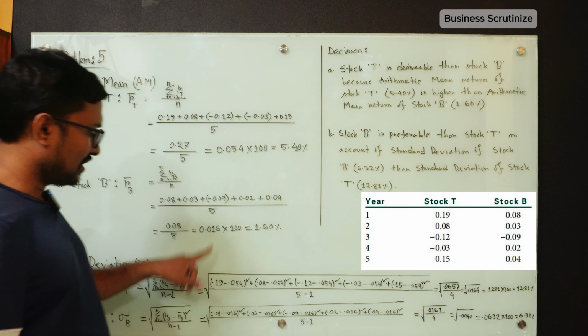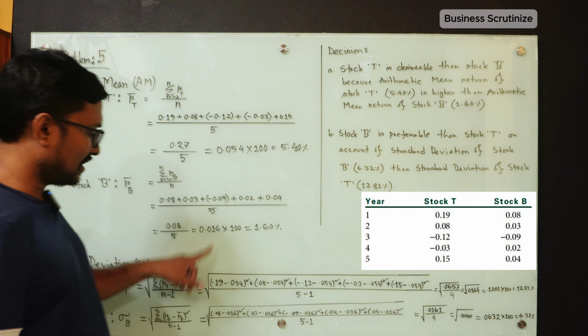After taking the root we will get 0.0632, and to show it in percentage it should be multiplied by 100, and then we will get 6.32%. So 6.32% is the standard deviation or risk of stock B. So this is the way you can follow to compute the standard deviation or measure the risk.